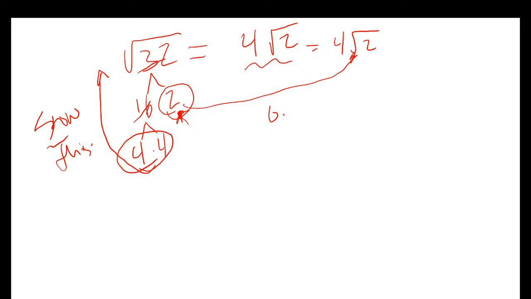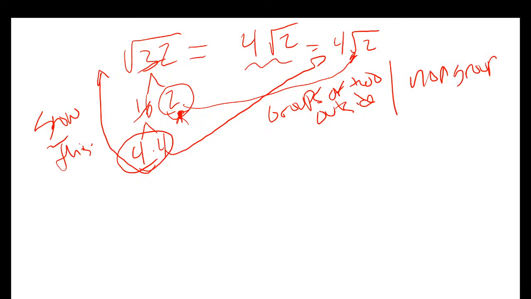Okay. So groups of 2 go to the outside. Non-groups of 2 stay on the inside. Okay. Any questions on that? The idea that's being established there. Any questions on the idea that we're establishing there? All right.